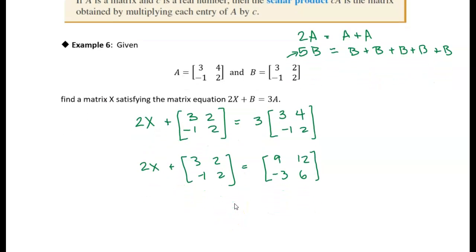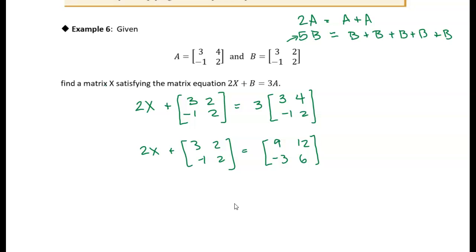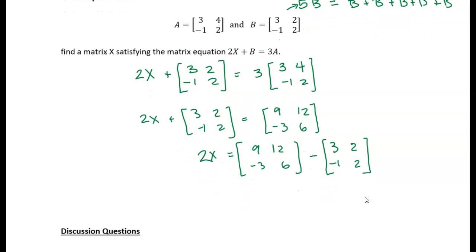Now I want to solve for X. Just like you do in algebra, I can subtract the same thing from both sides. If I subtract this matrix B from both sides, then what I'm left with is 2X on the left-hand side, and then I have 9, 12, minus 3, 6, minus 3, 2, minus 1, 2. So I have to subtract those matrices. And what do I get?